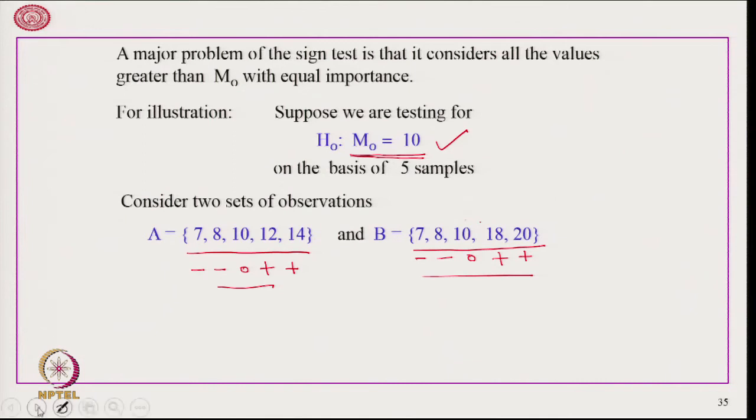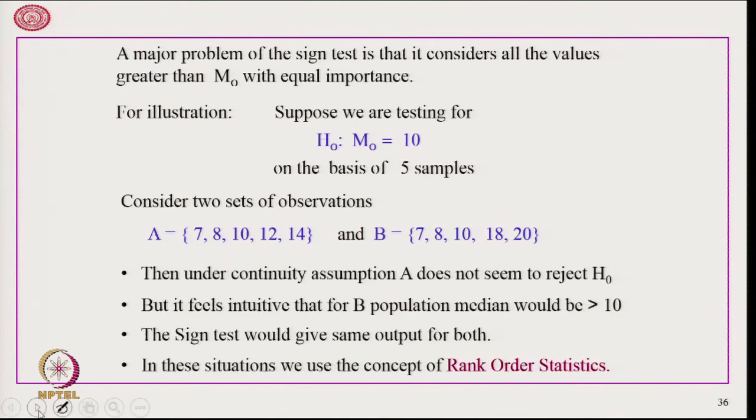Hence, what I am saying is that under the continuity assumption, A does not seem to reject H naught, because both of them are giving 2 minus and 2 plus. Therefore, A does not seem to reject H naught. This sample is not going to reject the H naught, but it feels intuitive that the B population median would be greater than 10, as I have already explained, but sign test would give the same output for both. Therefore, we need to do something better, and we introduce the concept of rank order statistic.